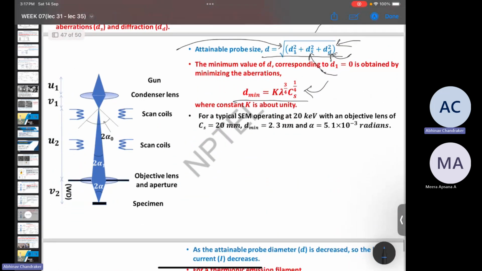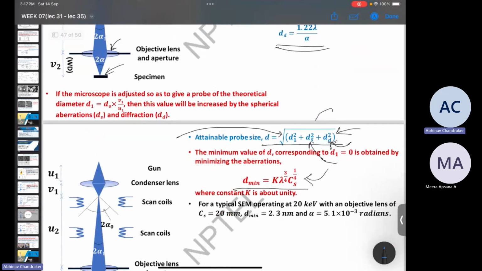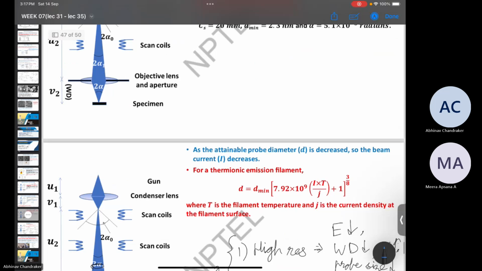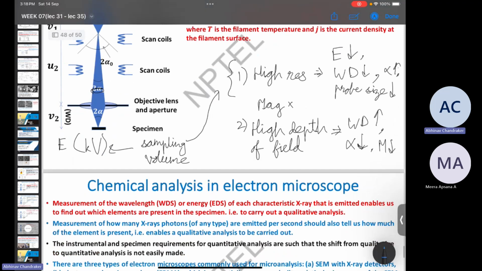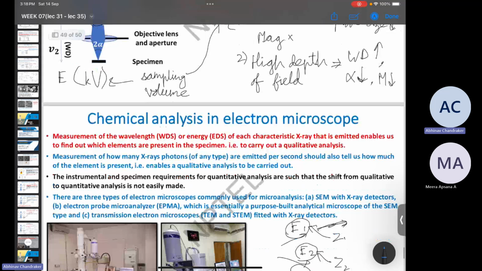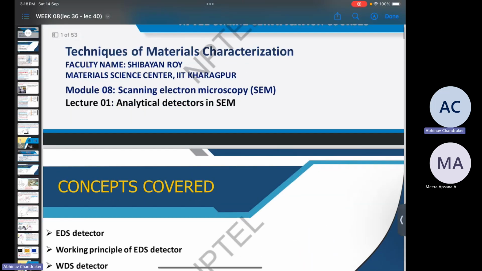Then what is the final probe size which we'll get if we consider all the different effects due to aberrations, diffraction limitation, due to the lenses, and the lens arrangement in SEM, and in what conditions we can get high resolution, and what are the conditions for getting a high depth of field. In module 8, now we'll start with compositional analysis.